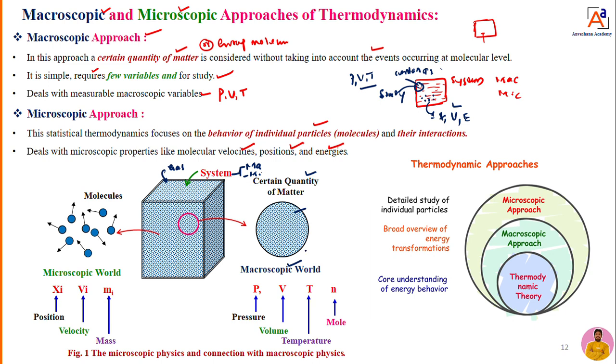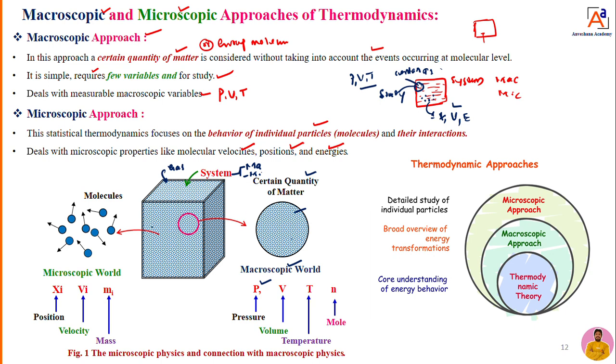What can I measure in the macroscopic approach? I can measure the macroscopic properties. What are the macroscopic properties? That is pressure of the gas, volume of the gas, temperature of the gas, and moles of the gas. That approach we can call a macroscopic view or macroscopic approach.